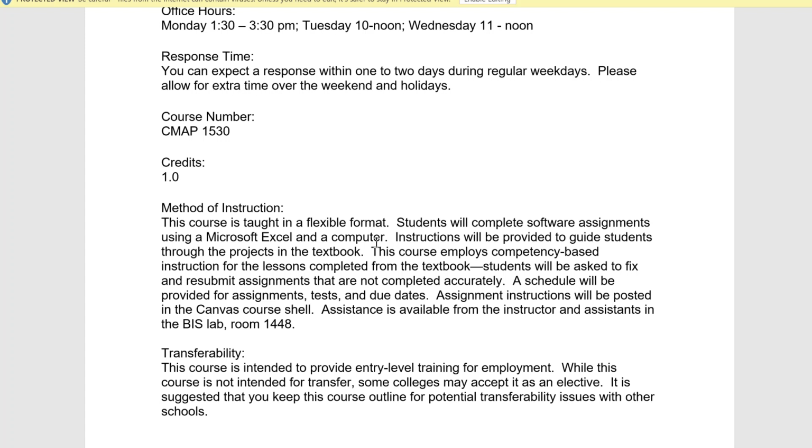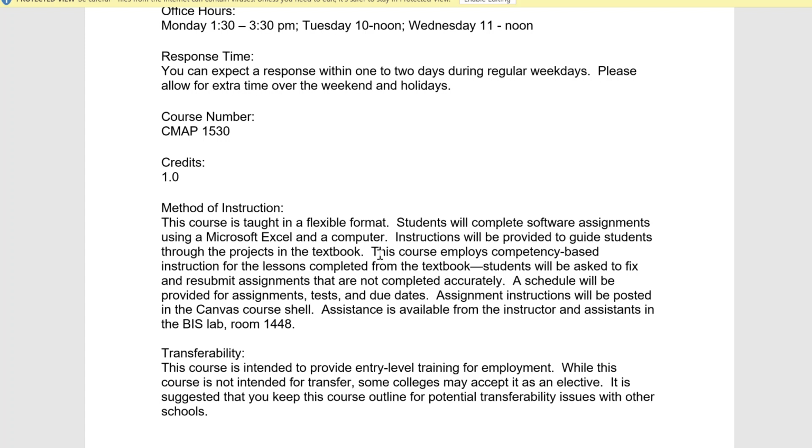The other reason that we can even offer a flexible format type class is because of the BIS lab on the main campus. That lab is staffed with 3 to 4 lab assistants. During the day, there's usually 3, and in the evening, there's 1 or 2. And those staff members are able to help you with your assignments and help you continue moving along so that you don't always have to wait for just me to answer your questions and provide you help. The lab is open Monday through Thursday, 8 to 8, and Friday from 8 to 5. I'll talk about that more here in a second.